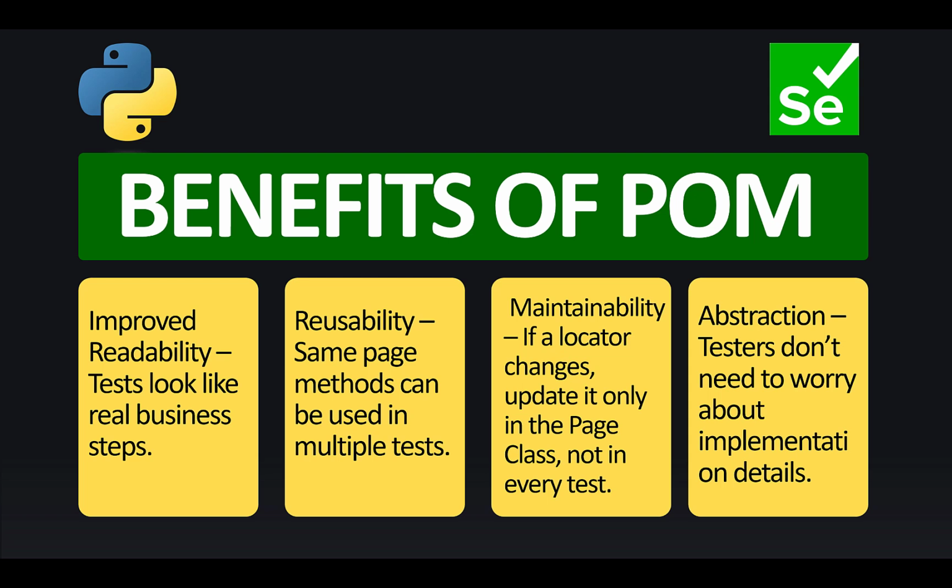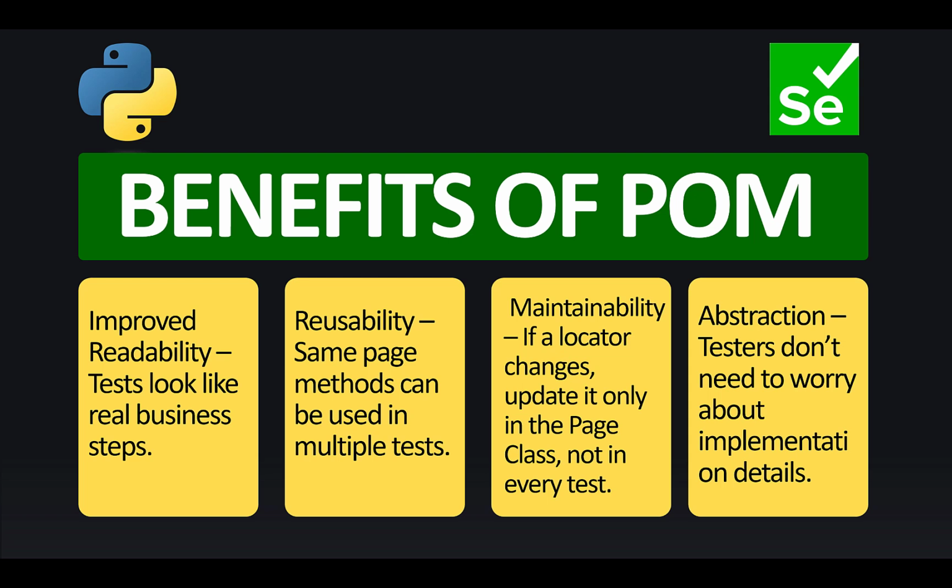Just like I said earlier, you need to update only at one place because you have separated the locators and the actions from the actual test. So if there's any change in the locator, you just need to update the locator at one place, which is in the page class. Okay. And final is abstraction, because testers don't need to worry about the implementation details. So they just need to call those functions and the test case is ready.